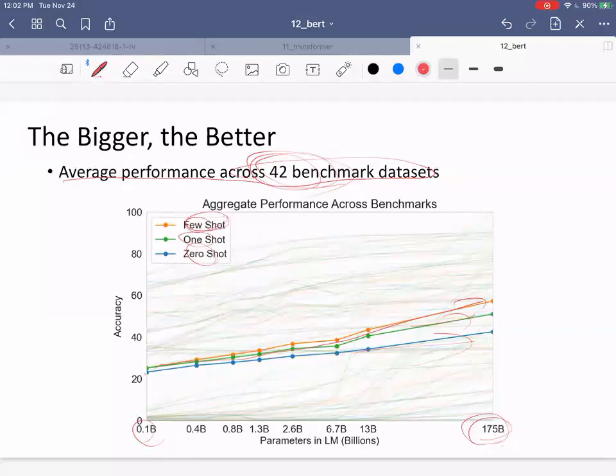Few shot mode gets better gain compared to zero shot mode when increasing the size of the model. So you can see that the gradient, the trend, is higher in few shot mode than in zero shot mode. So we actually don't know how long this trend will continue. Will it at some point converge, or will it shoot up? Nobody really knows, because nobody has the money to spend $4 million per training.